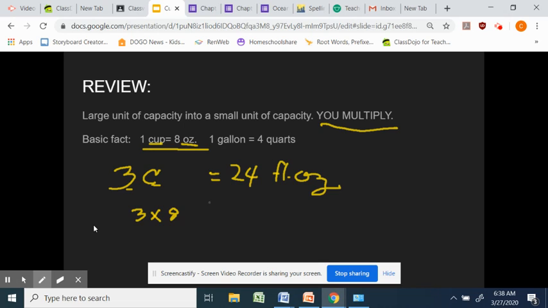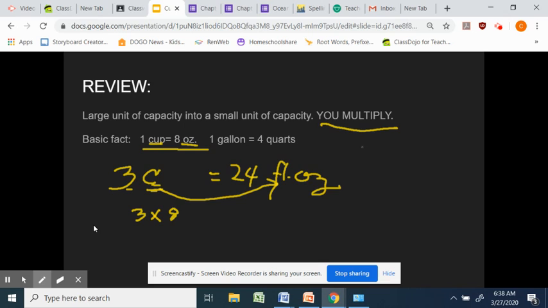So remember, I was asked to convert a large unit of capacity into a fluid ounce. They're exactly the same, but when you're asked to convert again from a large unit to a smaller unit, then you multiply. Okay, so one more example before we continue.